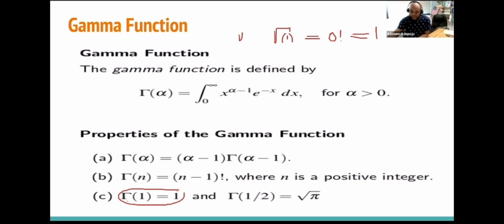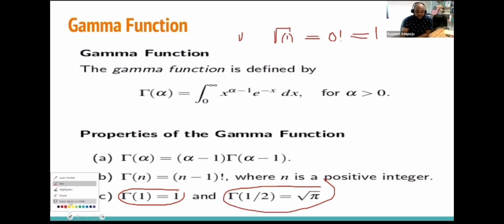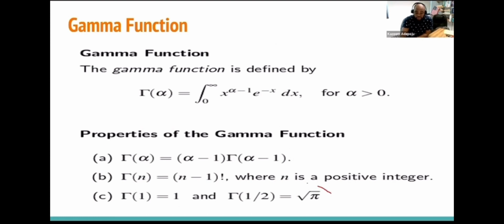Right now, the next thing I'm going to consider is gamma half. If you have a fraction, gamma half is going to be square root of pi. I need you to take note of that. That has already been proved. What of a situation where I have gamma 3 over 2? So what of gamma 3 over 2?